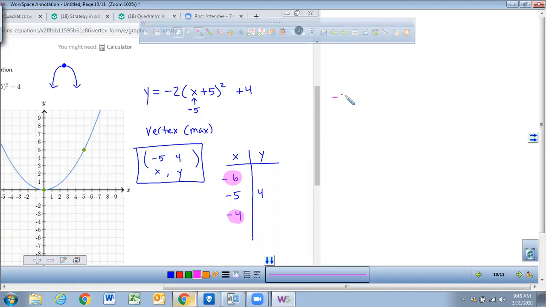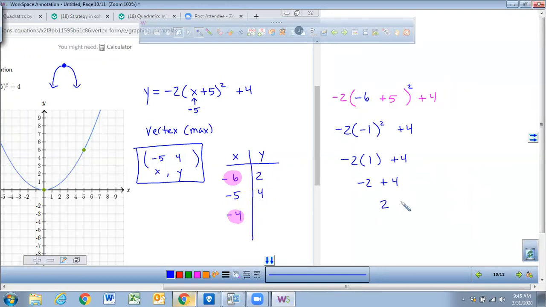So all I'm going to do is take negative 2 times x plus 5. And what number am I going to plug in for my x value? I'm going to plug in a negative 6 right there. Negative 6 plus 5 is negative 1. Negative 1 times negative 1 is positive 1. Negative 2 times 1 is negative 2. Plus 4 is a 2. So I'm going to put a 2 right there. So you could use that.